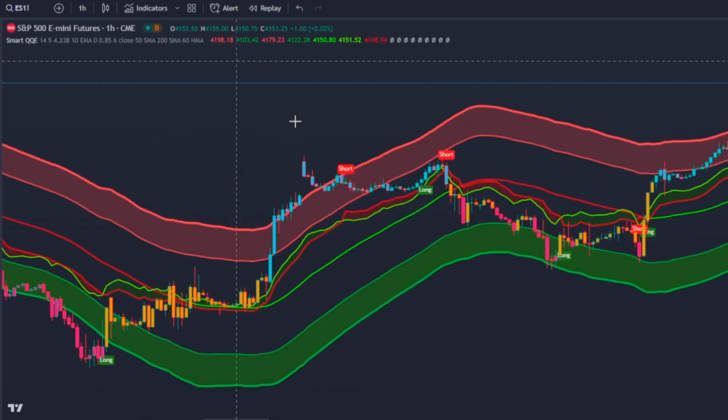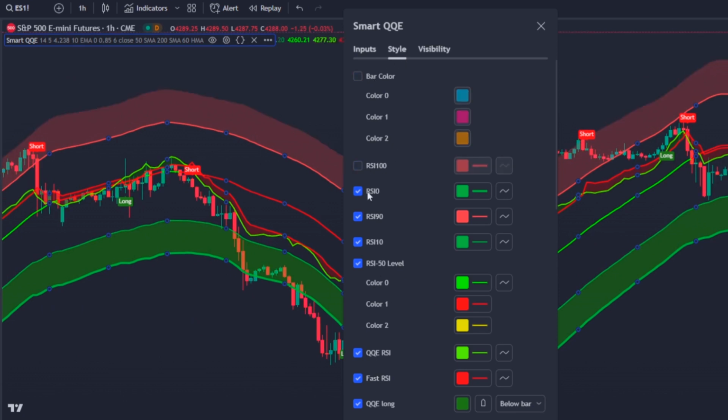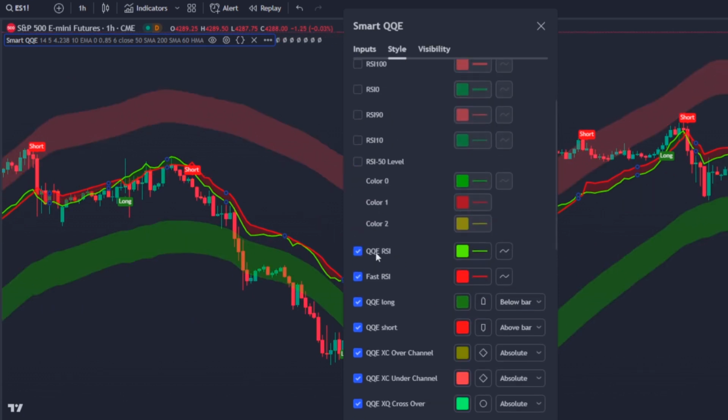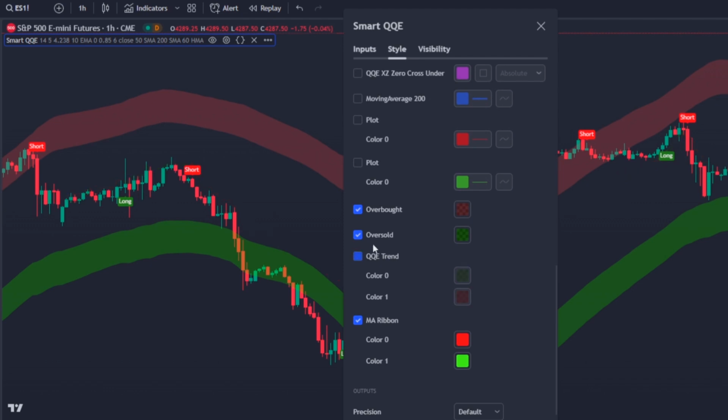The Smart QQE Mod, this one here. As you can see, this smart indicator can be a bit complex and messy on the chart, but the most important thing is that it prints the long and short signals on the chart, and that's the only thing we need. So, in its settings, let's turn off everything besides the trading signals.